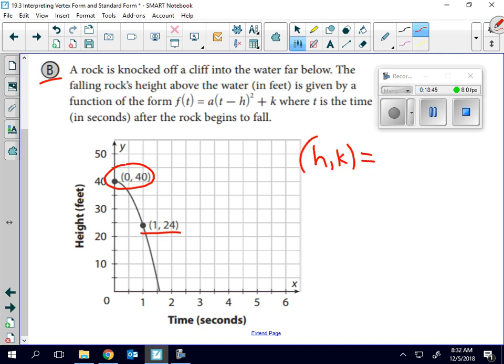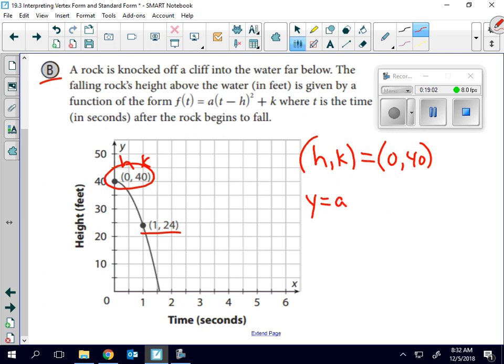It's right here, right? H and k. So we have 0, 40. And that can be plugged in. By the way, you can skip steps and do this all in one if you want, but I'm going to do it out separately for anybody that gets confused.